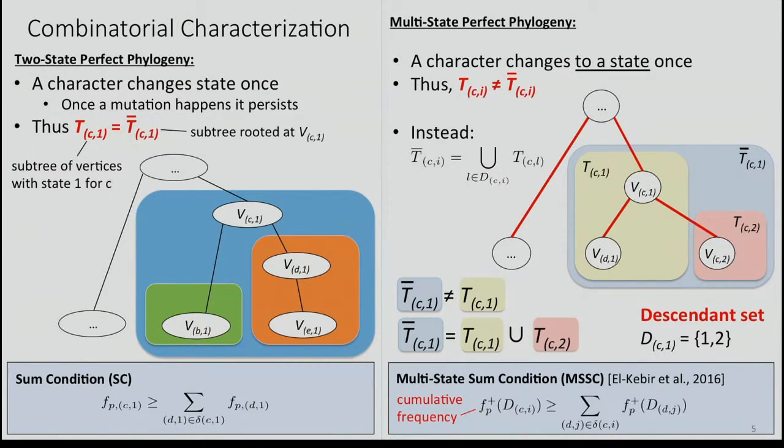It's a generalization. And to see why this is a generalization, you could think about the k equals 2 case. In the k equals 2 case, every descendant set is a singleton. It has only state 1. So basically, this equation becomes the same as this equation.